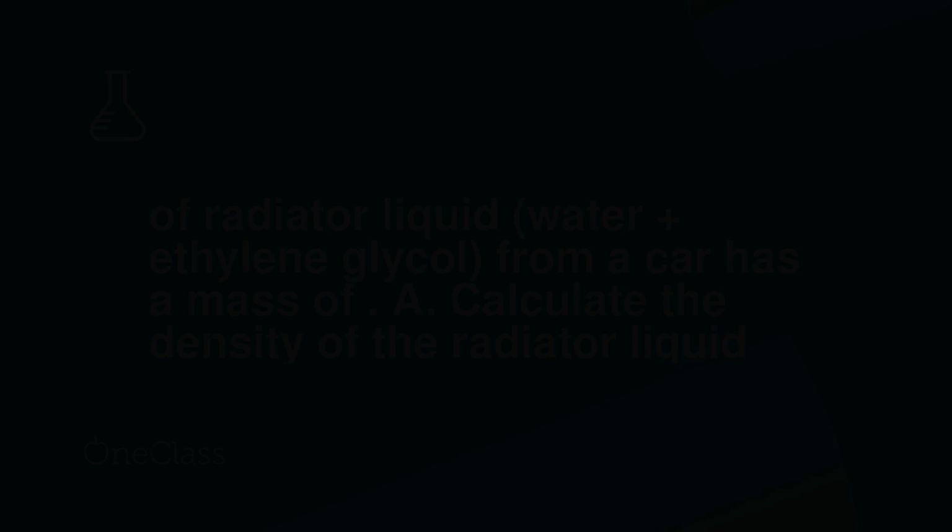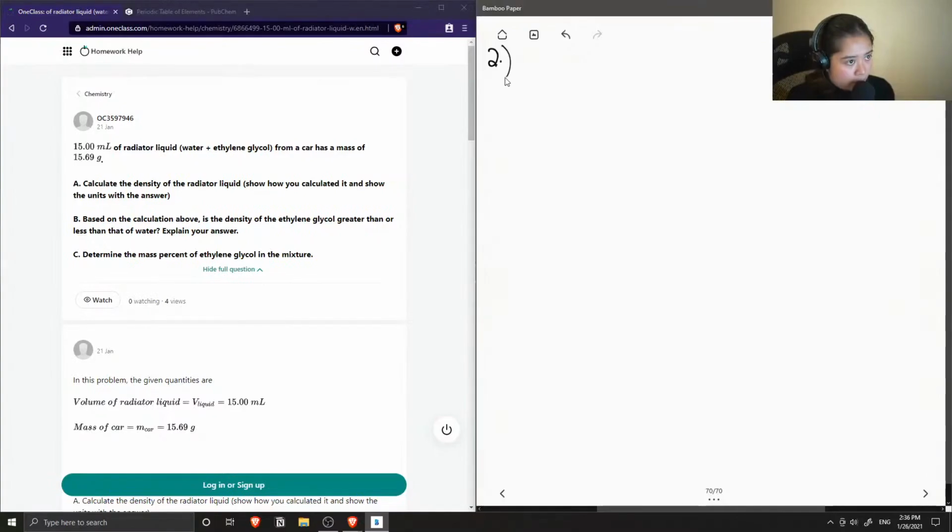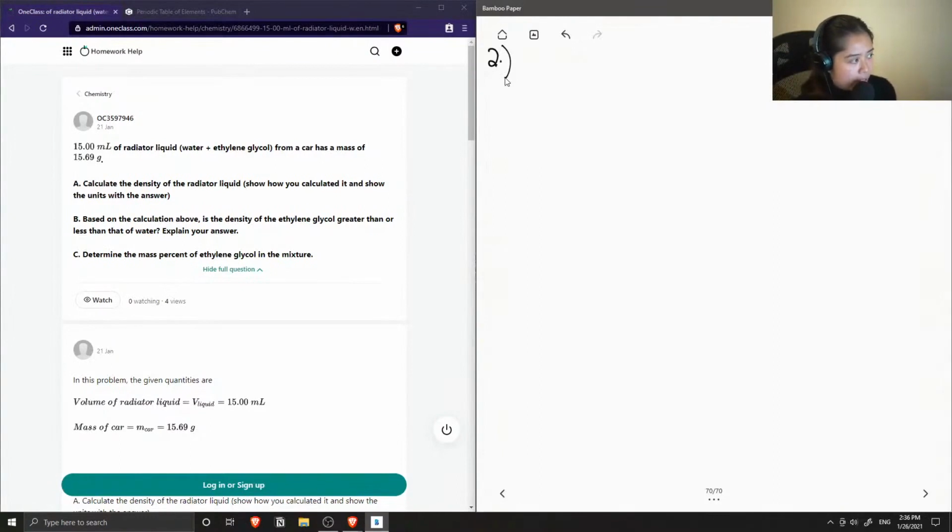Okay, question number 2. 15 milliliters of radiator liquid, which is a mixture of water and ethylene glycol, from a car has a mass of 15.69 grams. Part A, calculate the density of the radiator liquid, show how you calculated it, and also show the units with the answer.